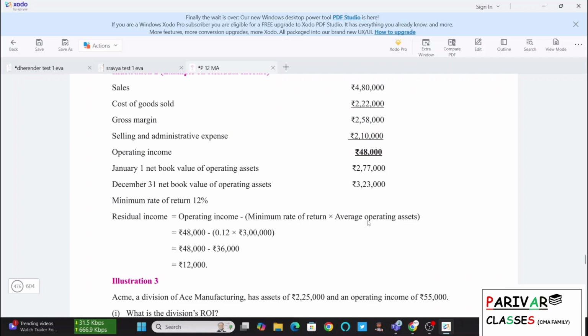Average means opening plus closing divided by 2, that is called average operating assets. Because throughout the year we will not maintain the same level of assets. During the year we may buy some assets, we may sell some assets. So to normalize the value of assets, we will take the average value. But don't worry, in questions they will just give operating assets, not opening and closing. So you don't need to worry about the calculation of average assets. We just assume whatever operating assets are given in the question as average assets.